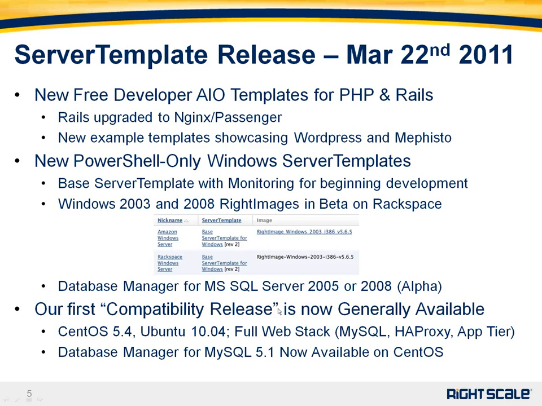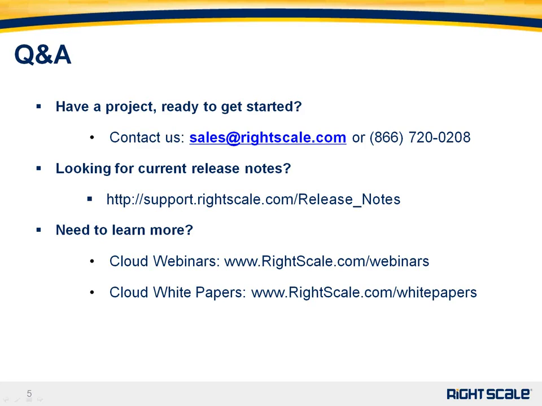Also, very excited to point out that the database manager for MySQL 5.1 is now available on CentOS. Even though CentOS 5.4 does not have this as a default package, we received many requests to do this and are using an RPM provided by MySQL to set this up on CentOS 5.4. It works beautifully and will be included in the compatibility release. So that is it for the server template release notes, and look for that next Tuesday.